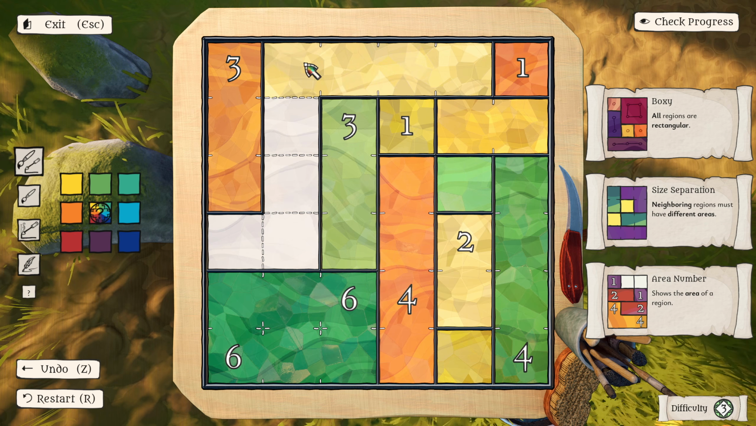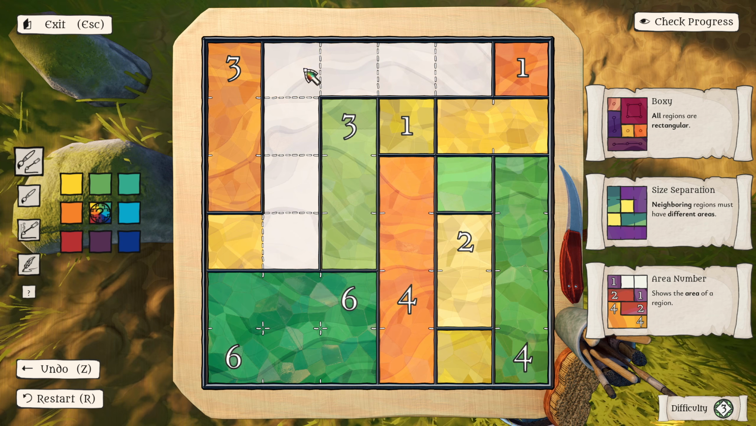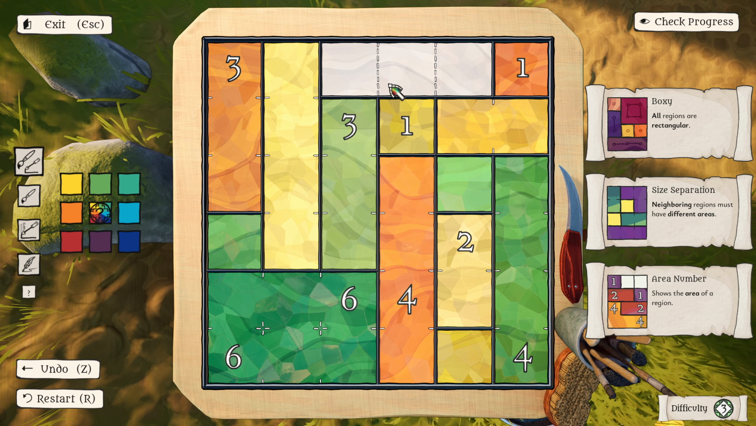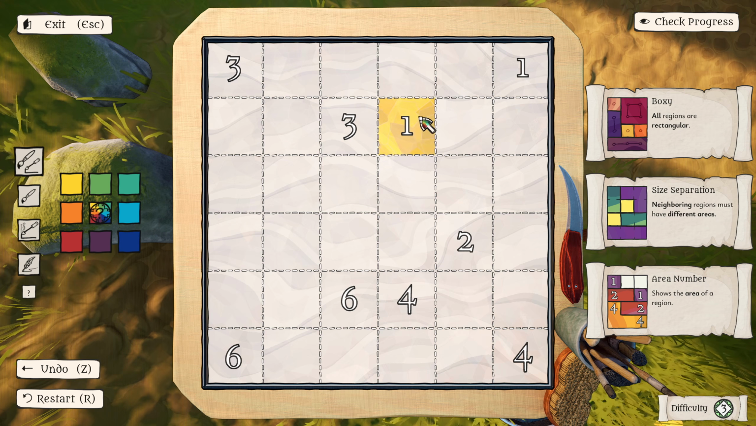This has to be a 4. Can't do a 2 and a 1 and a 1. But I can't do a 1 here, I can do a 1 there. I can't do a 3. I can't do a 1, I can't do a 2. I've gone wrong somewhere, and I'm not sure where, so... Get all of that off the board.